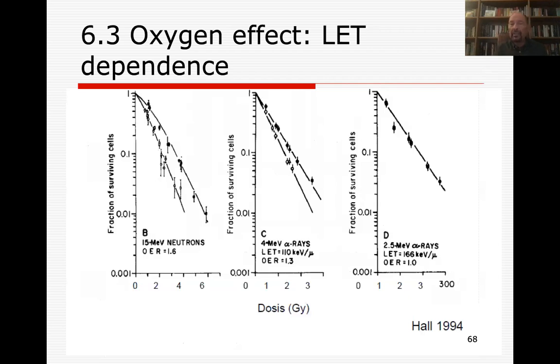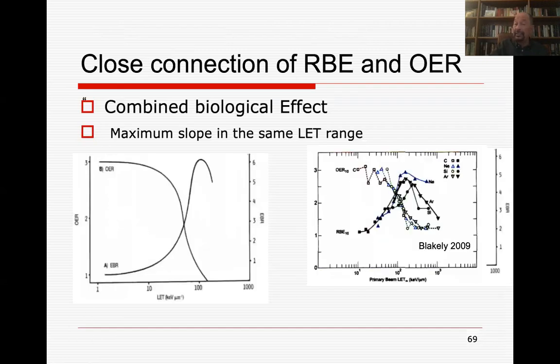Oxygen effect. Now, one very important thing in the use of particles, especially for therapy, is that the OER is reduced. You see, this is the OER for neutrons, for alpha particles, and when you go to alpha particles, 166 keV per micron, the OER becomes 1. So there is no more oxygen dependence, which again makes sense, because you are now in a situation of direct effect. So the influence of the reactive oxygen species is highly reduced. But you have to go to very high LET. That's something you have to keep in mind.